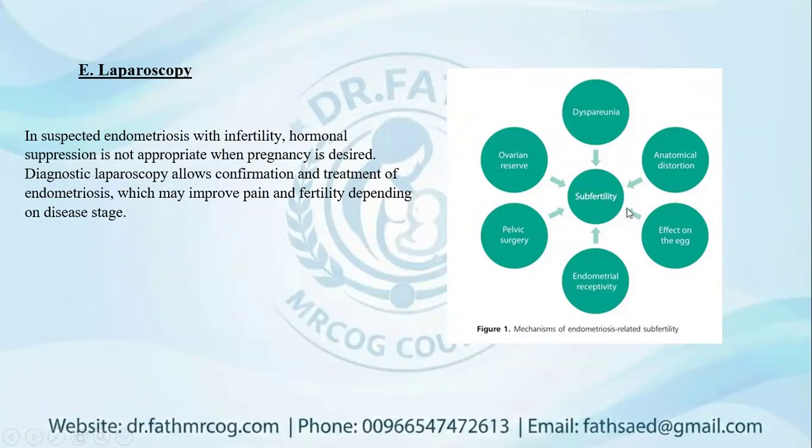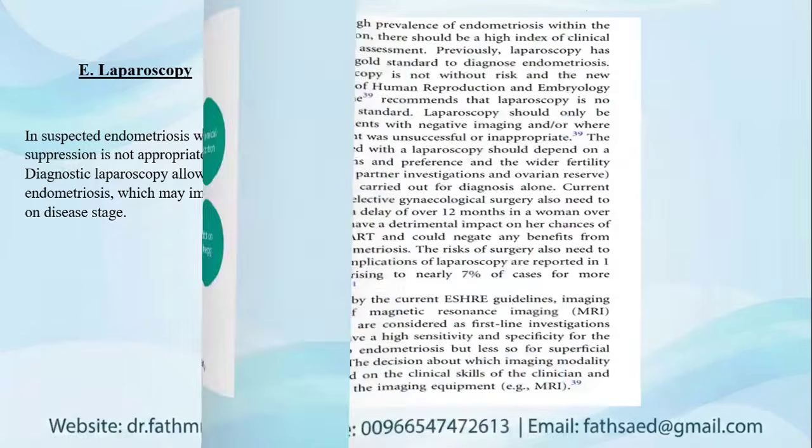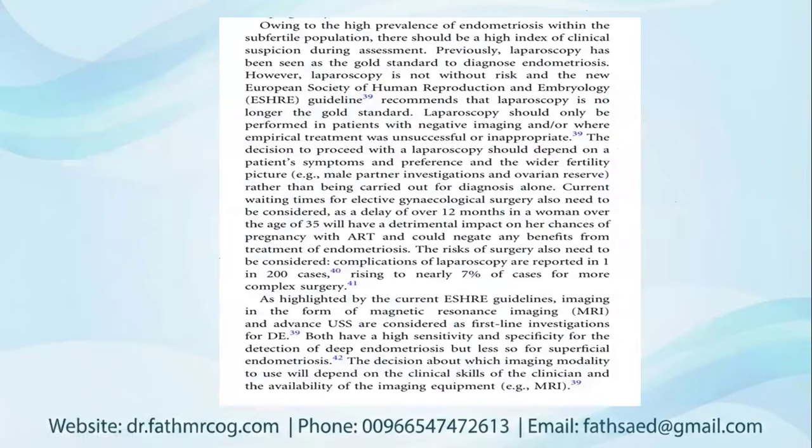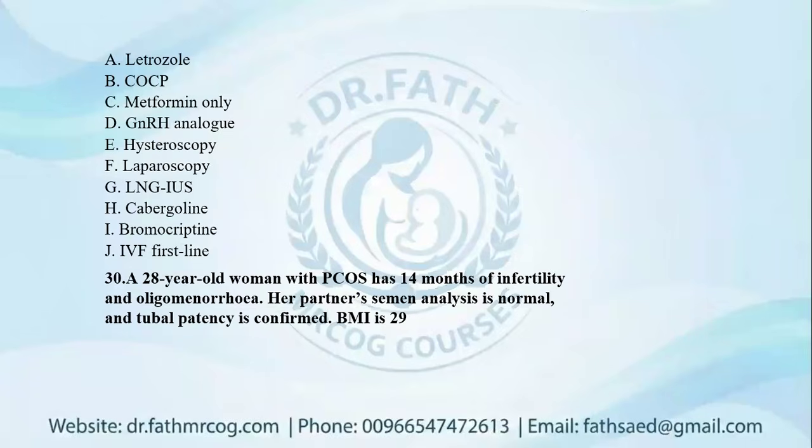You have the dyspareunia in our case here. We have anatomical distortion, effect on the egg also, endometrial receptivity, pelvic surgery, and ovarian reserve. Also, if the patient has a big endometrioma and you do surgery, it will also affect the patient's ovarian reserve and subfertility. Yeah, if you have suspicion like this, go for surgery. If the patient has a big endometrioma, you will remove it. If the patient has adhesions, you will do the adhesiolysis. I will keep this one for you, read in your time.